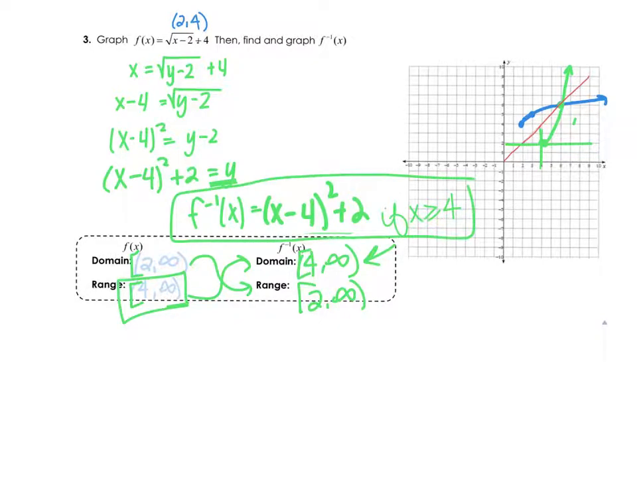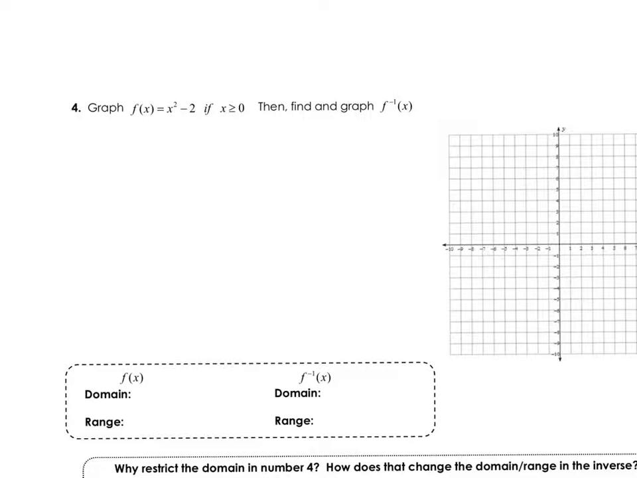You have to put in that domain restriction. Without it, you're going to have a whole parabola. It is not going to look like a reflection. So I'd like you to pause this video, go ahead and do number 3 on your worksheet, and then come back. All right, last one.